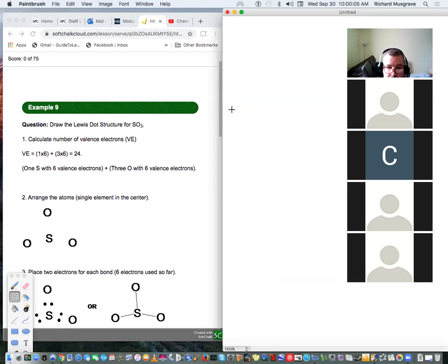Now, SO3. If we count up the valence electrons, both S and O are in group 6. So that's why it's going to be 6 plus 3 times 6, which is 24. Is everybody okay with the 24 there? And the fact that S and O are in group 6?